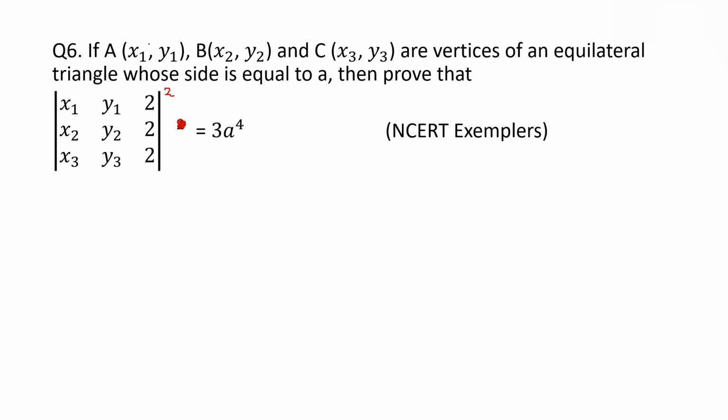So if it's coming 1 upon 16, x1, x2, x3, y1, y2, y3, 2, 2, 2, and the square of the matrix equal to 3 upon 16, a to the power 4, then can we cancel 1 upon 16 and 1 upon 16 from both sides? Yes. Please cancel it. Okay, sir. Then it's coming. Okay, very good. So this question is from your NCERT exemplar.